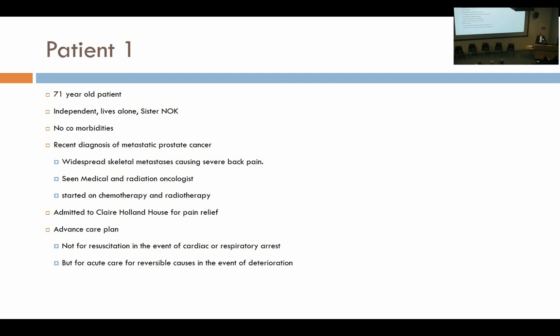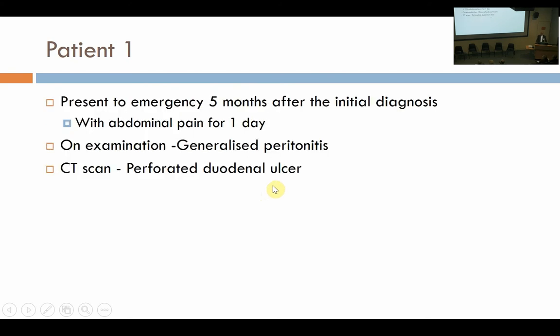At that time, they had some advance care plan drawn up. So it's not for resuscitation in the event of a cardiac or respiratory arrest, but for all acute care for reversible causes. His pain was reasonably well managed on medications, and he was sent home. Five months later, he presented to the emergency department with acute abdominal pain, which on further investigation was found to be due to a perforated duodenal ulcer.